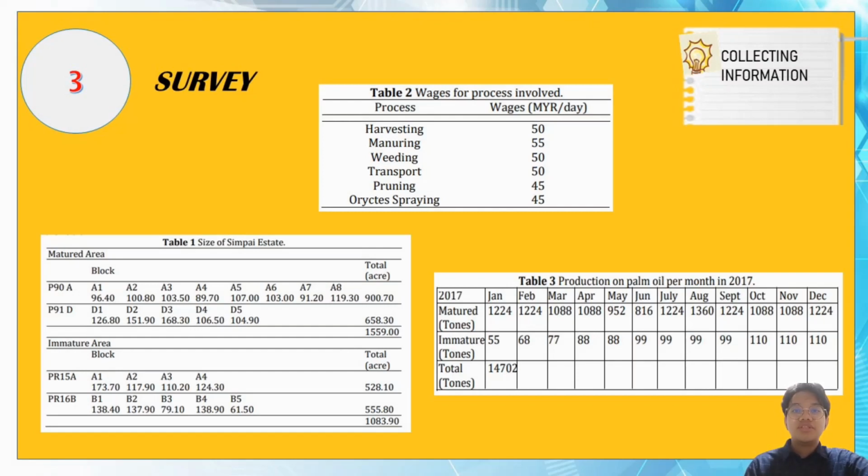For Table 2, it showed that 6 types of activity were identified from the survey, such as harvesting, manuring, weeding, transport, pruning, and ochre spraying. The wages per day for each process have been identified and recorded in Table 2. And Table 3 showed the production of palm oil per month in the year 2017. The analysis of the data was done by the author from the survey.